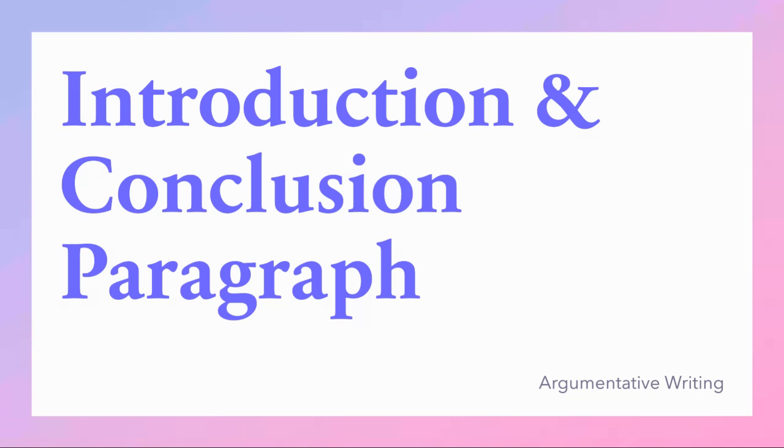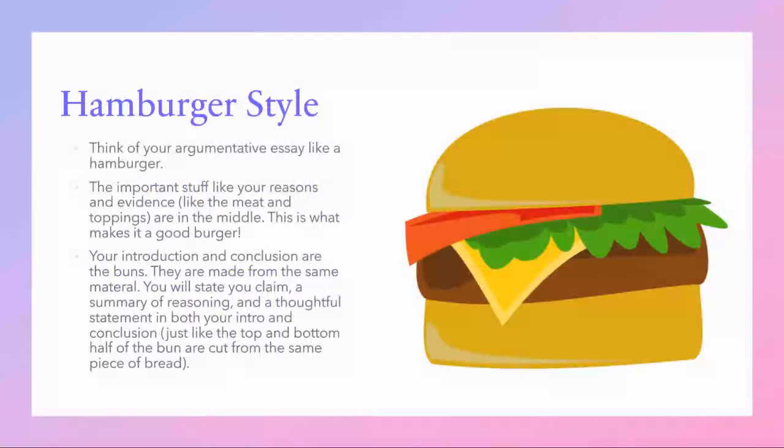Hello, 7th graders. Today we are going to talk about the introduction and conclusion paragraph in your argumentative essay. So we started with your body paragraphs, with your reasons why your reader should agree with you, and then we moved into the counterclaim. We do this because you can think of your essay like a hamburger. The important stuff, like your reasons and your evidence, are like the meat and the toppings, which are in the middle. This is what makes the burger good.